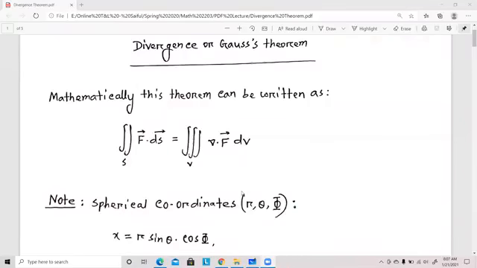Good. And the previous one was relation between line and surface integral. Okay, and it was two-dimensional, but it is three-dimensional. Okay, and this theorem can also be written as this: say f dot ds n cap.